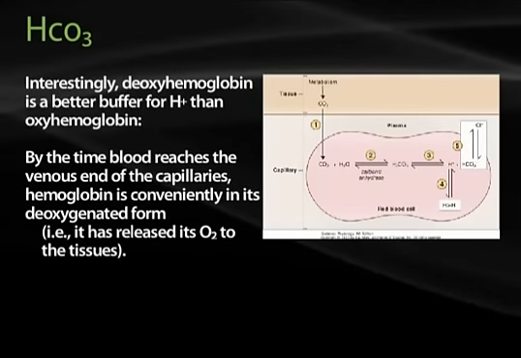It's interesting that deoxyhemoglobin is a better buffer for hydrogen ions than oxyhemoglobin, but it makes sense because the venous blood is more likely to have higher hydrogen ion concentrations. By the time blood reaches the venous end of the capillaries, hemoglobin is conveniently deoxygenated. It's around to carry the hydrogen ions.